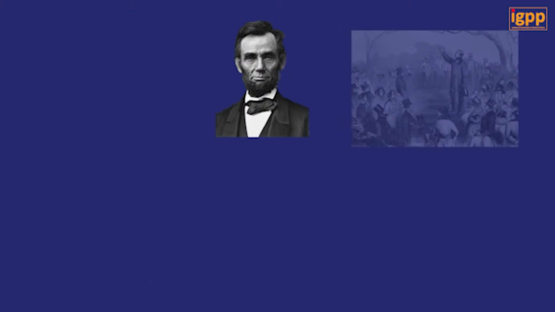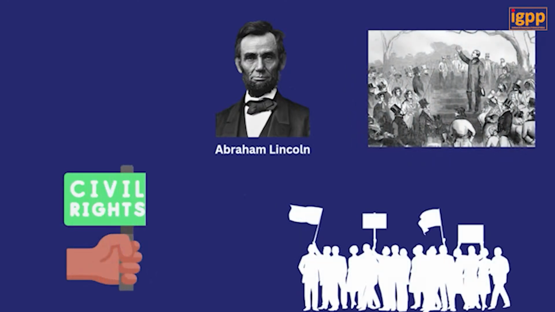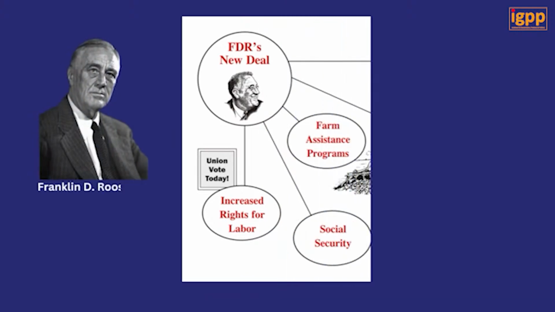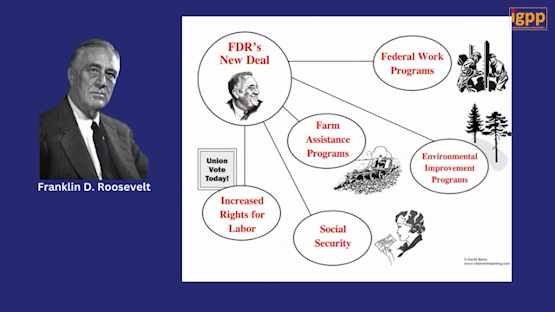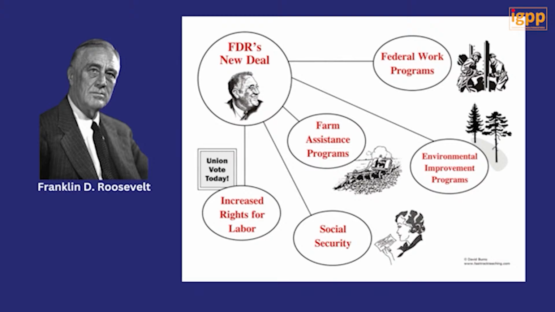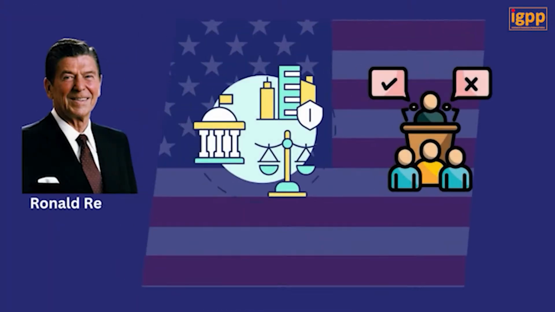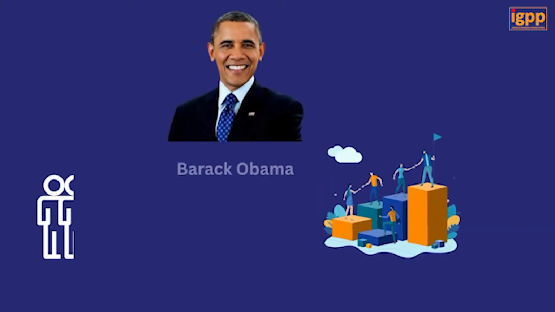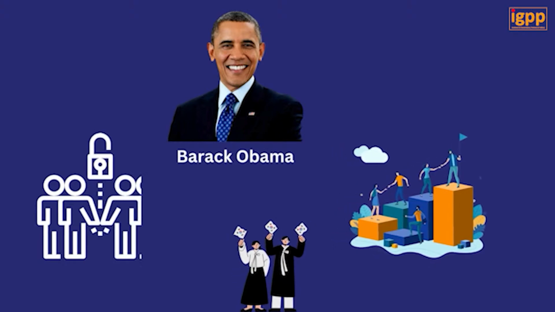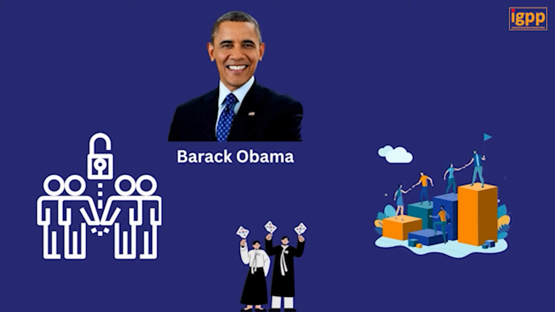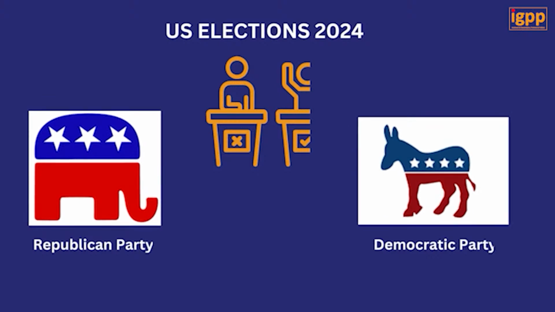Abraham Lincoln solidified the Republican Party's commitment to abolitionism and civil rights during the Civil War era. Franklin D. Roosevelt's New Deal policies defined modern liberalism within the Democratic Party. Ronald Reagan's focus on conservatism shaped the modern Republican movement, and Barack Obama's presidency emphasized progressivism and social liberalism within the Democratic Party. In the 2024 US election, two major contesting parties are the Republican Party and the Democratic Party.